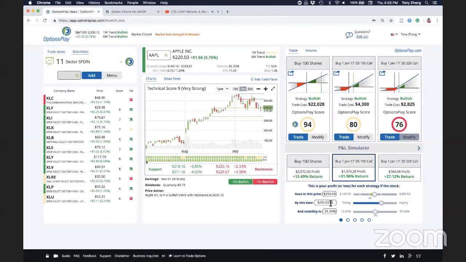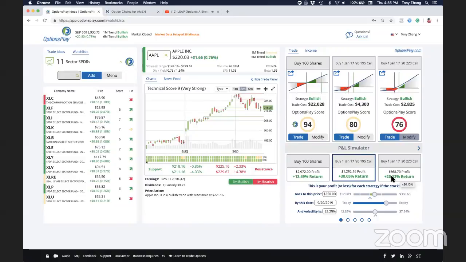you can use our P&L simulator and see exactly how each strategy performs. So if you think that maybe over a 1 year time span, till, let's say, September 20th, 2019, you think the stock's going to go up to 250. Here, if you had bought the stock, you make a 13% return. If you bought this leap option, you make a 30% return. If you bought the at the money, you make only a 20% return.